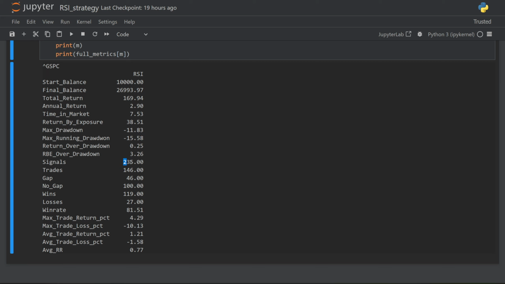Overall, there were 235 trade signals, but only 146 trades. So not a huge amount of trades considering the time period that I just looked at. The win rate though is very impressive. 81.5% of the trades that were taken were winners. And the average reward to risk also isn't too bad considering that high win rate. So while this strategy may not necessarily make enough return on its own, I think it would work really well in a basket of strategies where every now and again it would generate a really good trade signal.